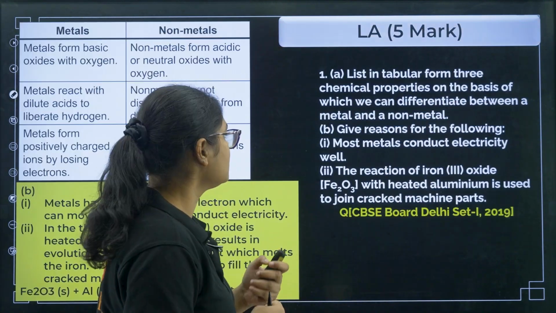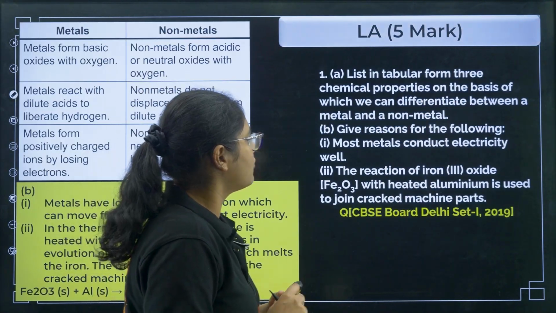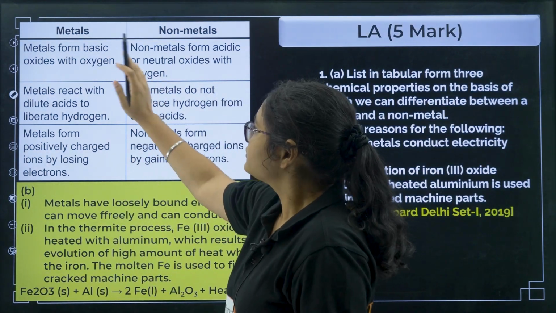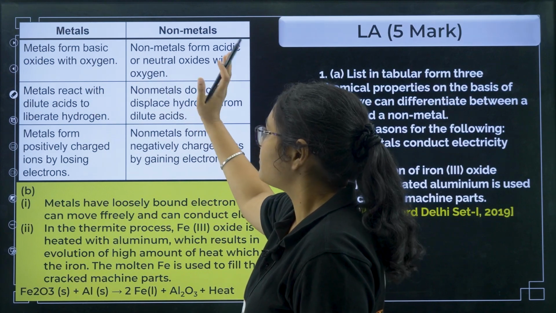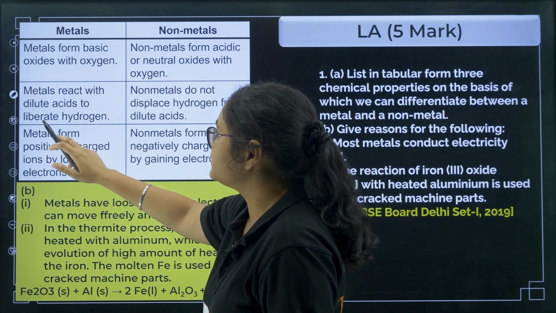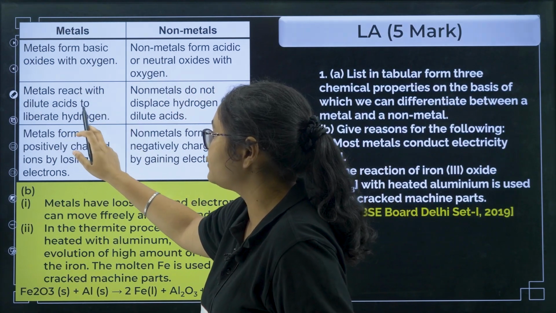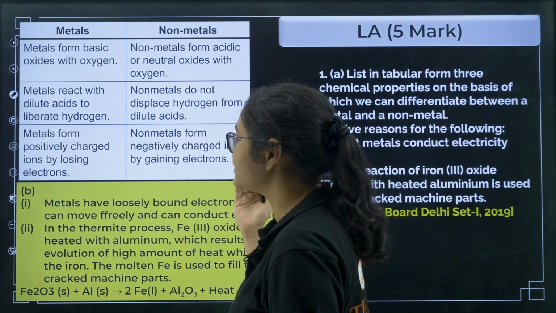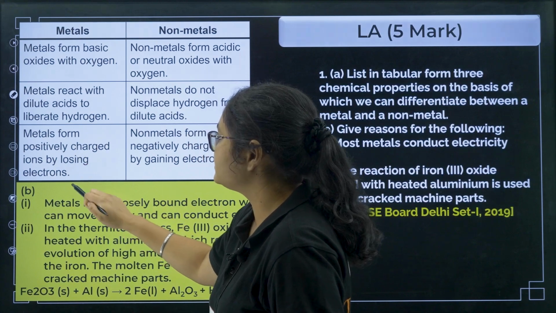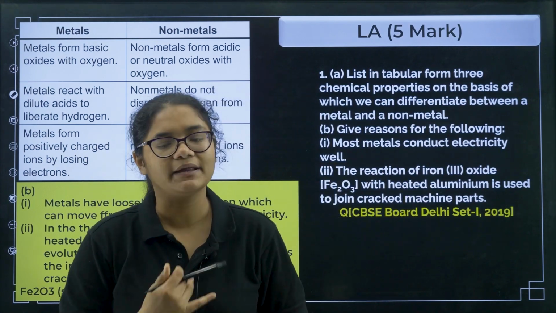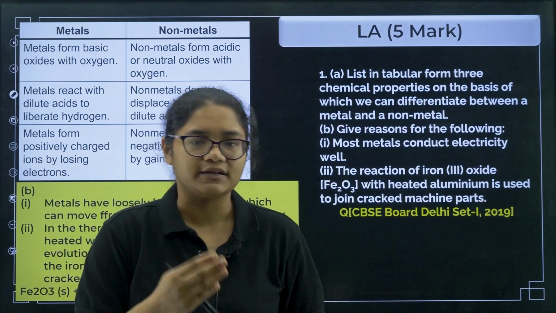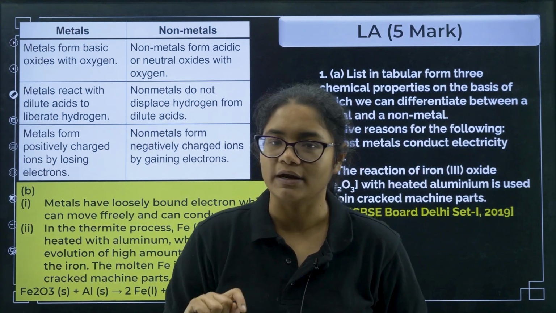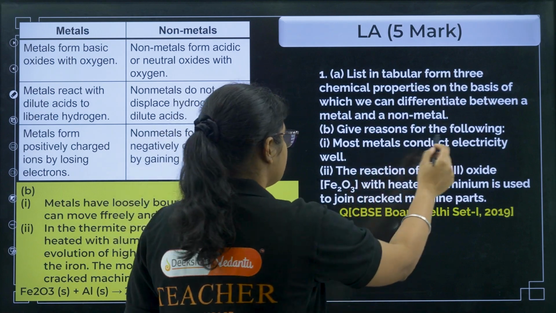Okay. Next, list in tabular form the difference between a metal and a non-metal. So there are many points you can write down. Metals form basic oxides, non-metals form acidic oxides. Metals react with dilute acids to liberate hydrogen. Non-metals do not displace hydrogen and do not produce hydrogen gas. Metals are positively charged, non-metals are negatively charged. There are many other points you can write down, like they are sonorous, non-sonorous, conductors, non-conductors, with exceptions you need to write down.